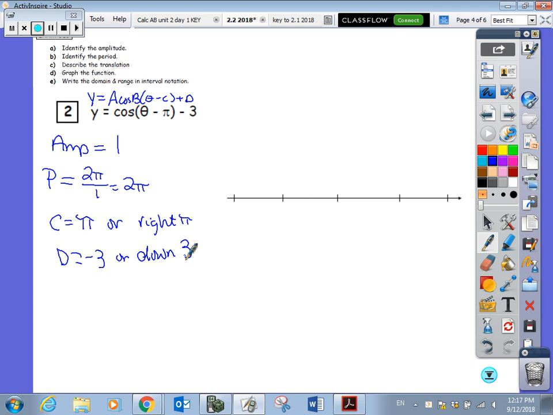So write pi, that's where we start. We always start at our C value. And then we add the period. Again, the C value and the period have to be like terms. If this was 2 and this was pi, you did something wrong. So if we add 2 pi to pi, we get 3 pi. Correct. Then we find the midpoint.